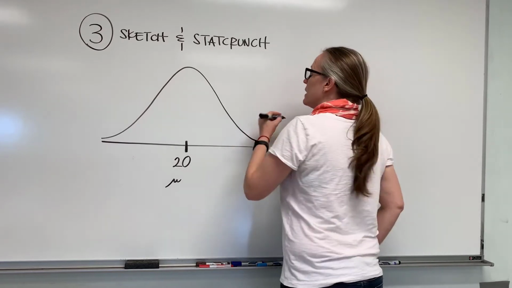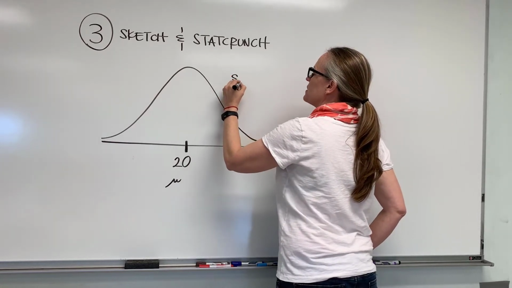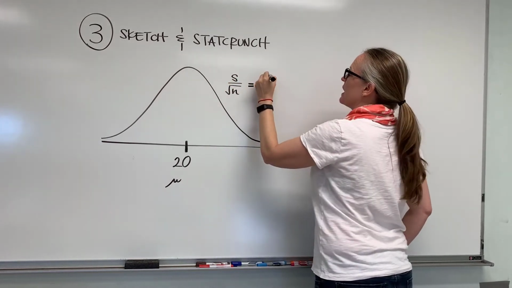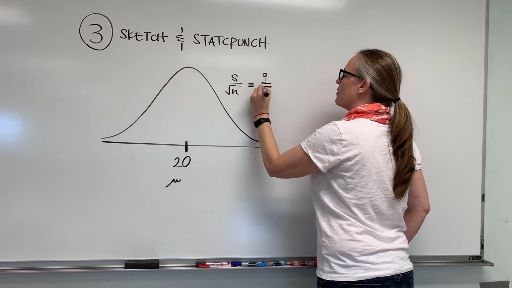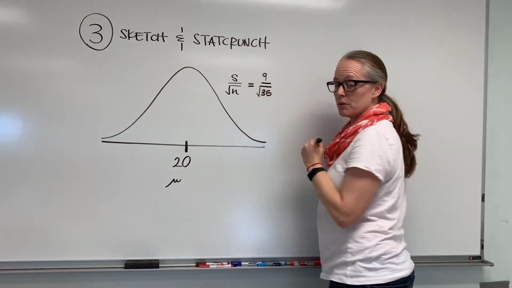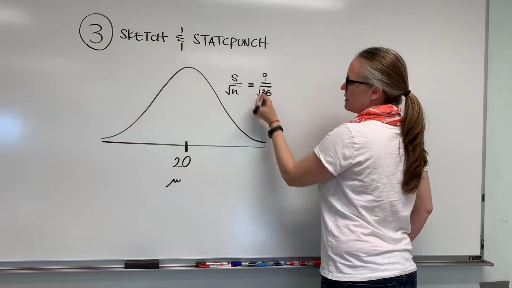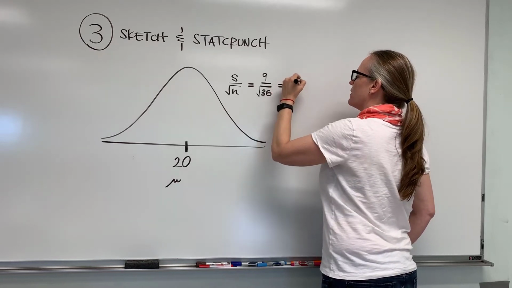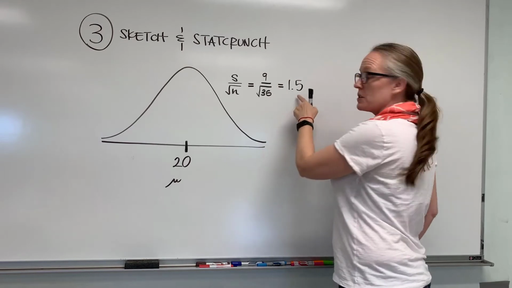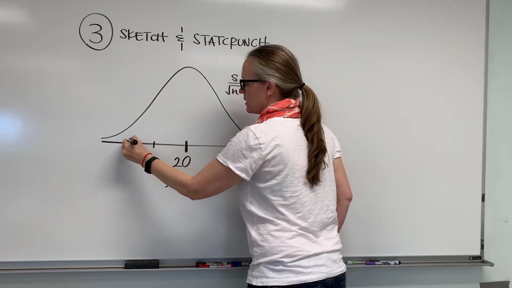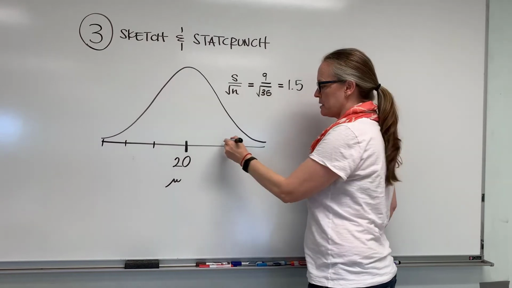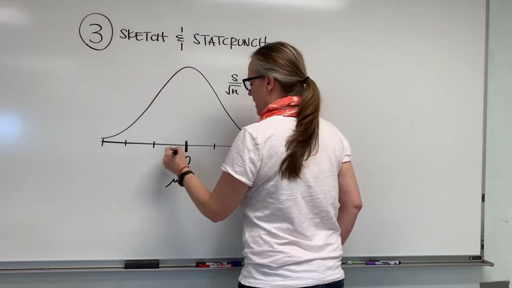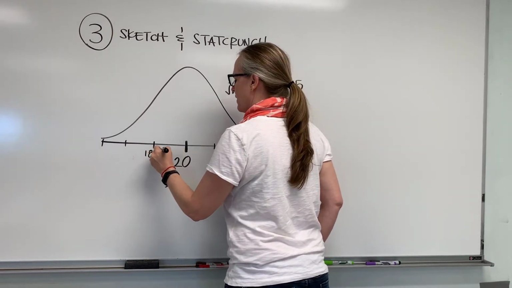I'm also going to now calculate the standard error, which is s divided by the square root of n. In our problem, the standard deviation was stated to be 9, and we have 36 students in our sample. So if I take 9 divided by essentially 6, that equals 1.5. So this is our standard error. We're going to do 3 tick marks equally spaced to each side. I'll then start to subtract the standard error, so this will bring me to 18.5.